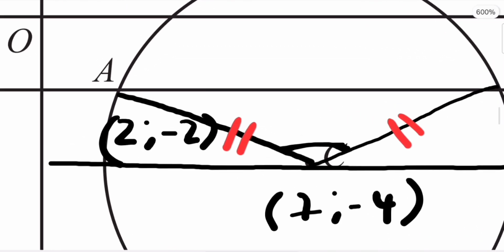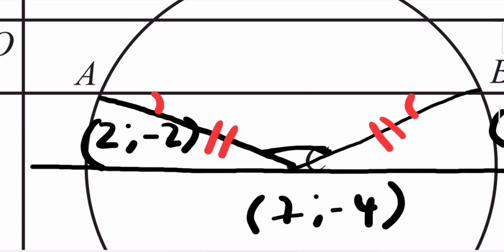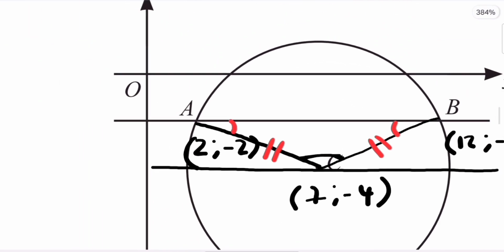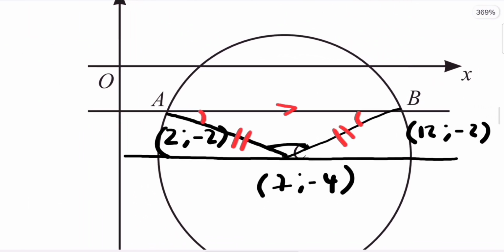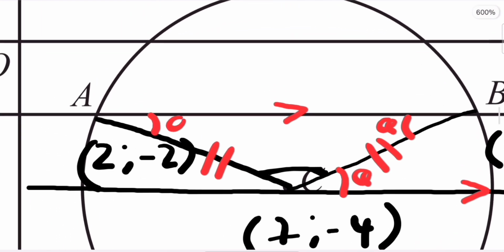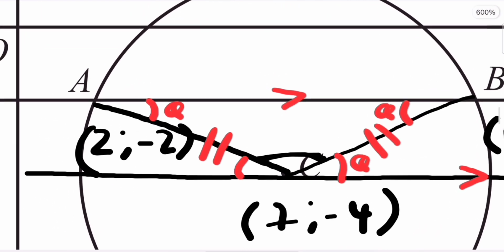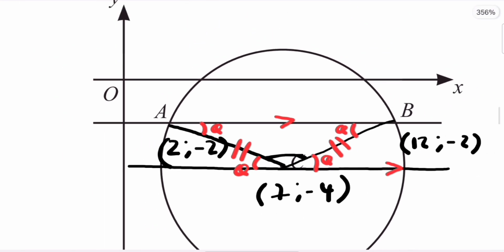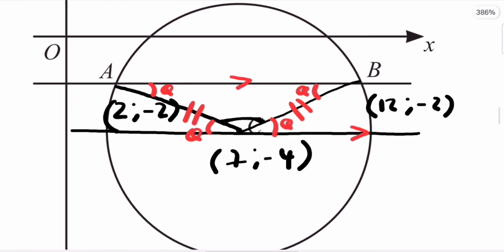And with that in mind, you also know that this angle is equal to this angle, right? And if we look at this diagram, this line is meant to be parallel to this. So if we call this angle theta, this will also be theta, right? And this will be theta, and this will also be theta, right?